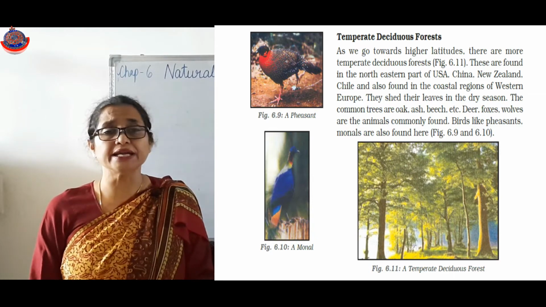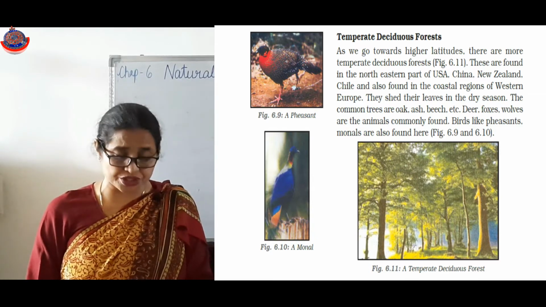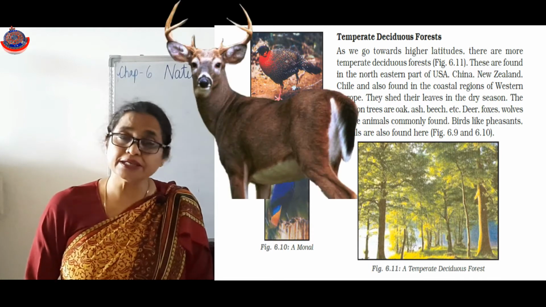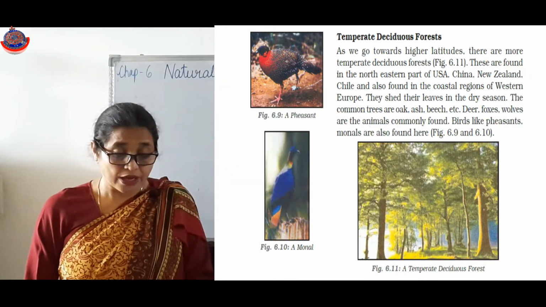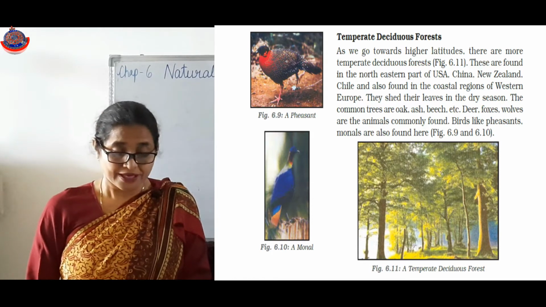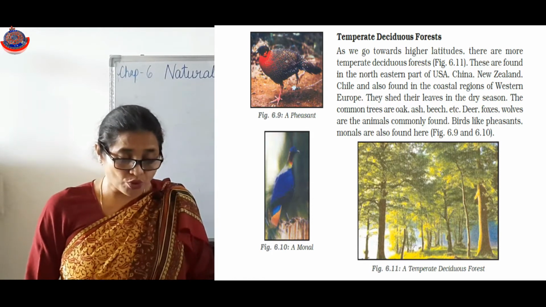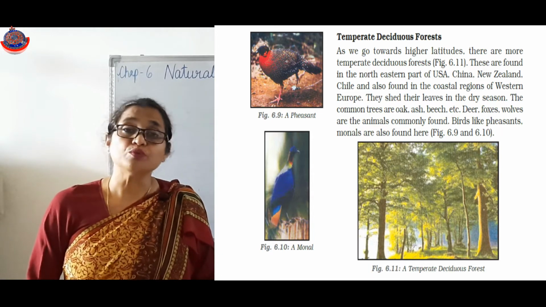And the various kinds of animals found here are the deer, foxes, wolves. Now birds like pheasants, monals are found here.